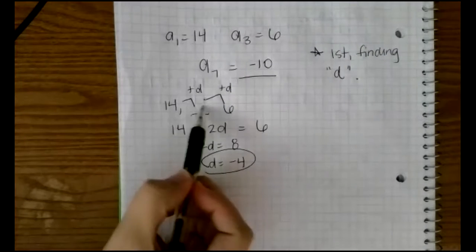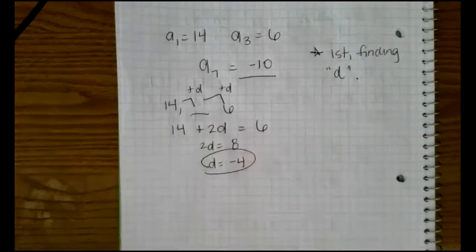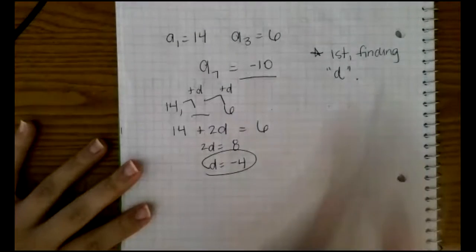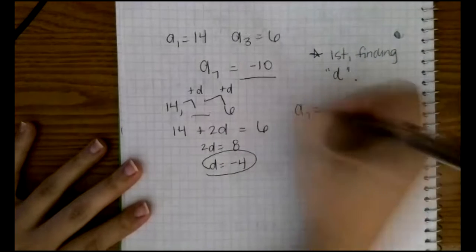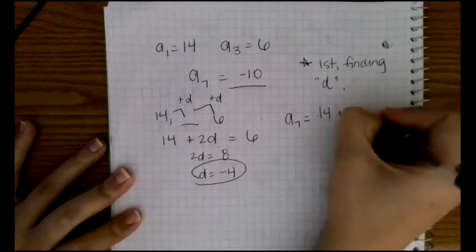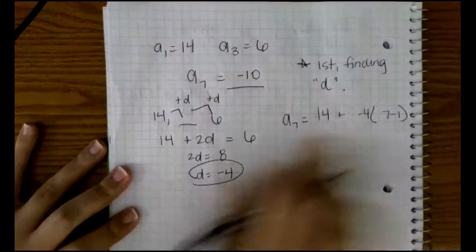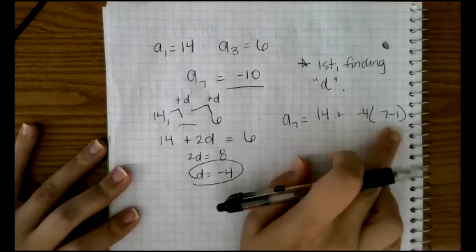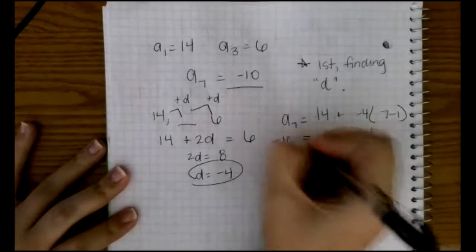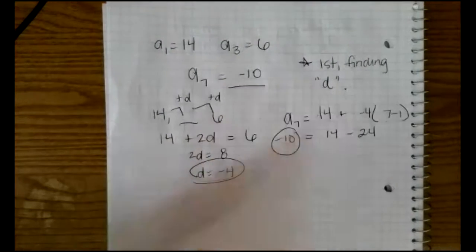And again, I already kind of saw it, and maybe you did too, because you only skipped one term. So 10's in the middle, right? So I'm subtracting 4. You could either continue the pattern by subtracting 4, or you could set up that a sub 7 is, use your formula, first term plus common difference times n minus 1. And if you do that, 14 plus a -4 times 6 is 14 minus 24, which is -10. Okay. Or again, you could continue your pattern.